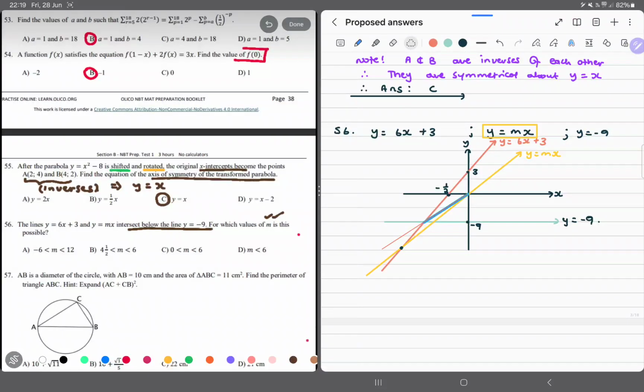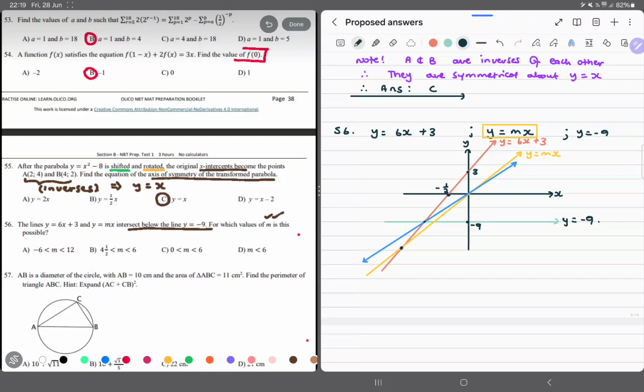So let's just do it. Maybe let's shorten it a bit. So basically, this is one way that could limit this situation. Obviously, we can see this graph is less steep than the 6x plus 3, which is what we want.